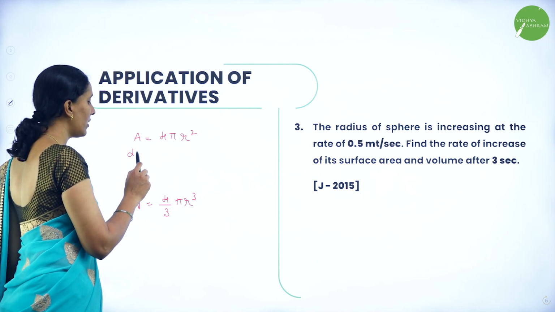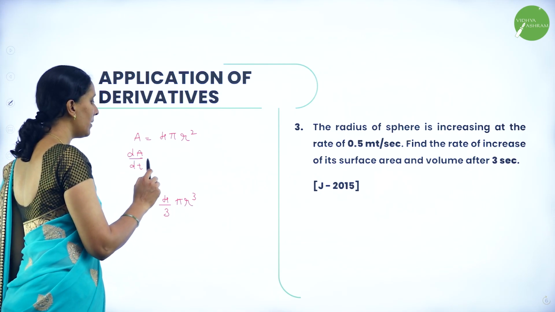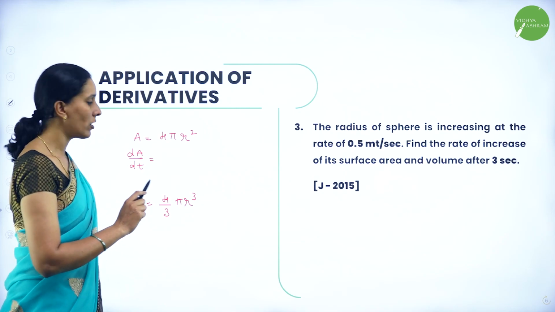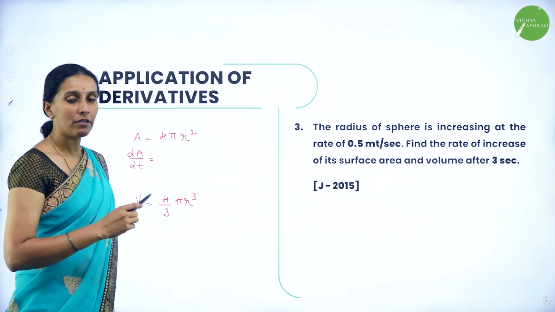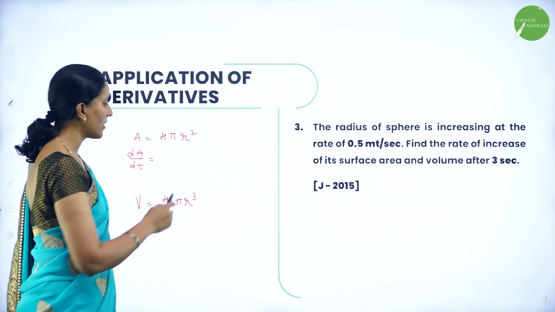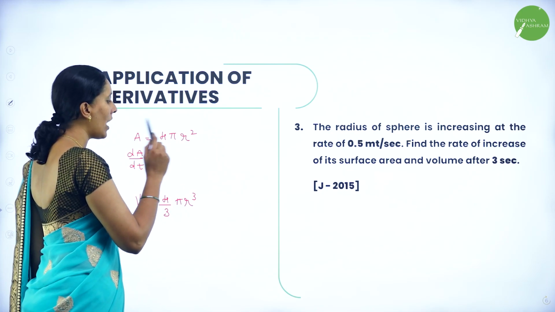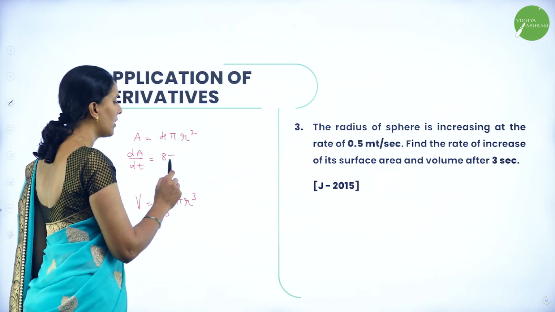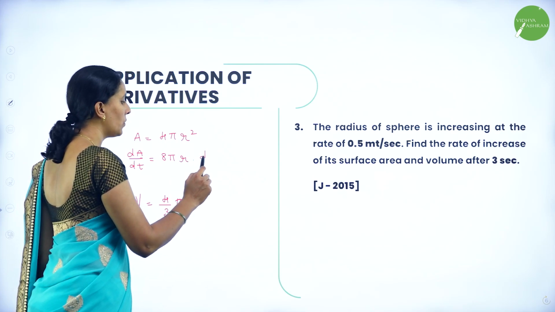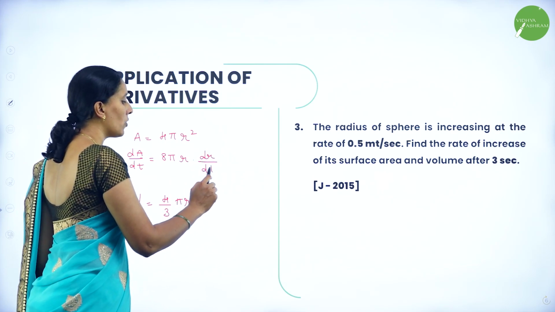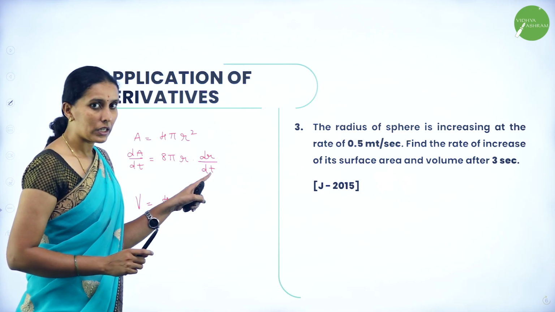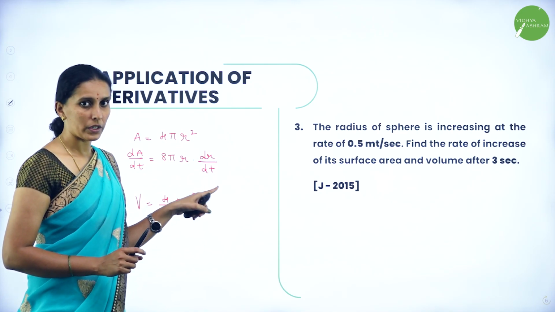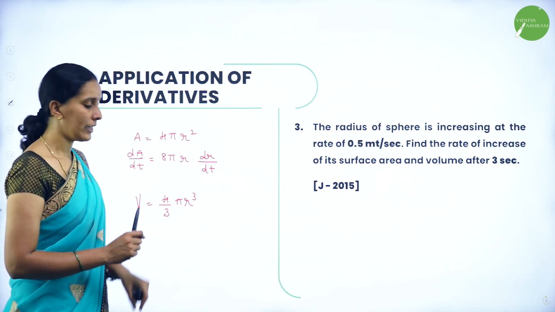So if I differentiate it, dA by dt will be equal to 4 pi, which is a constant, times r square. When you differentiate with respect to t, it becomes 2r. So here 2r becomes 8 pi r into dr by dt, because we are not differentiating t with respect to t here, we are differentiating r with respect to t. So we need to write dr by dt here.